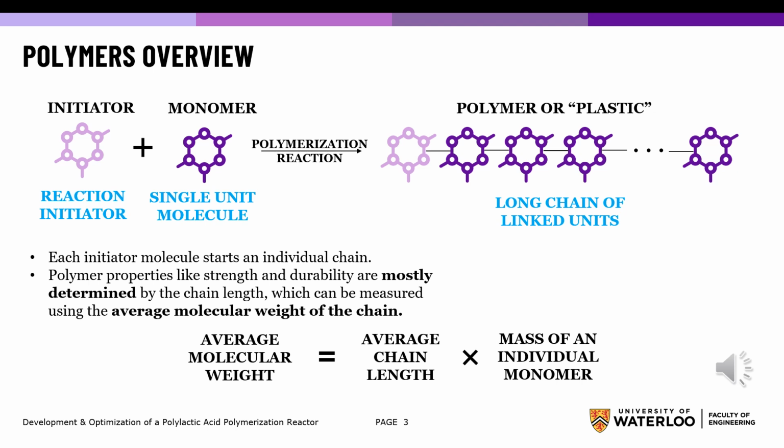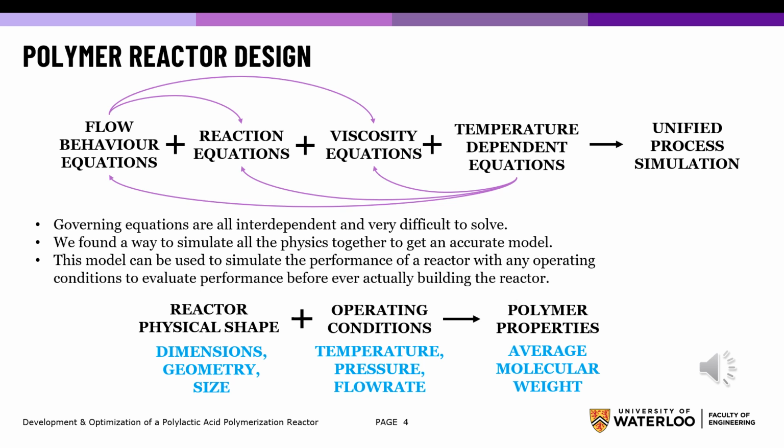Polymer properties are mostly determined by the average length of the polymer chains formed. This is measured by the average molecular weight, which is just the average chain length times the mass of an individual monomer. The goal of our project is not just to design a polymer reactor, but to make a general model that can be used to design reactors optimized to produce any desired molecular weight of polymer.